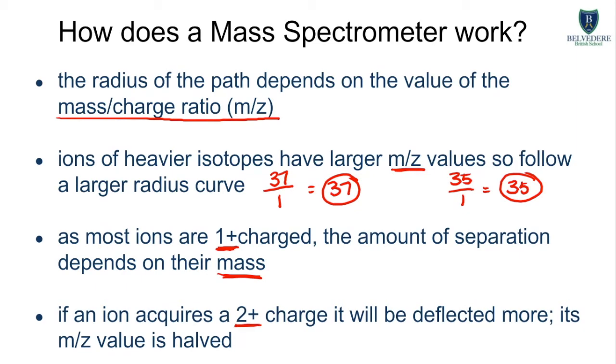If the ion somehow gets a 2+ charge, it's going to be deflected even more, and this is because its m/z value is going to be halved. So if we have 37 over 2 and 35 over 2, we're going to get different mass to charge ratios, as we would if it was a 1+. Now, the good thing is questions about 2+ ions don't come up very often, and if they do, they are simply just asking about the effect of that on the mass to charge ratio. They're not going to go into a lot more detail about that.